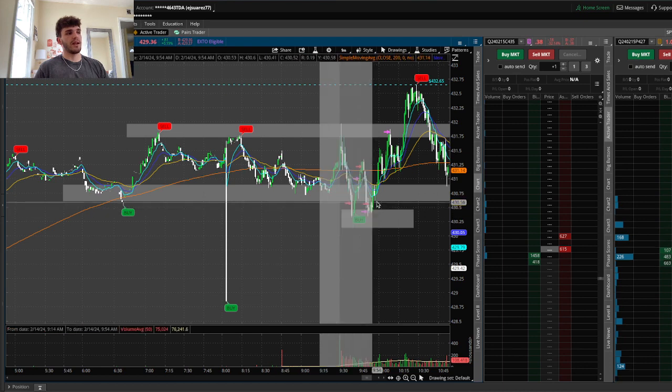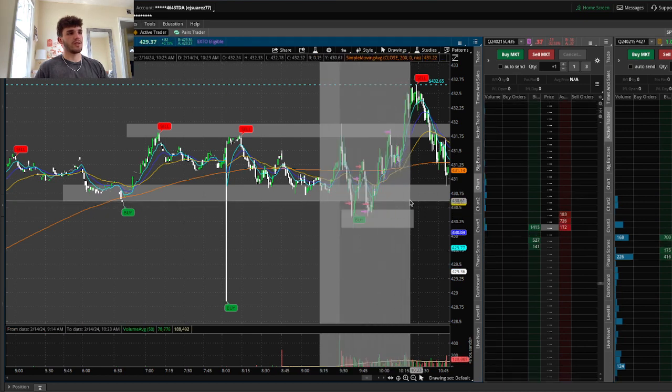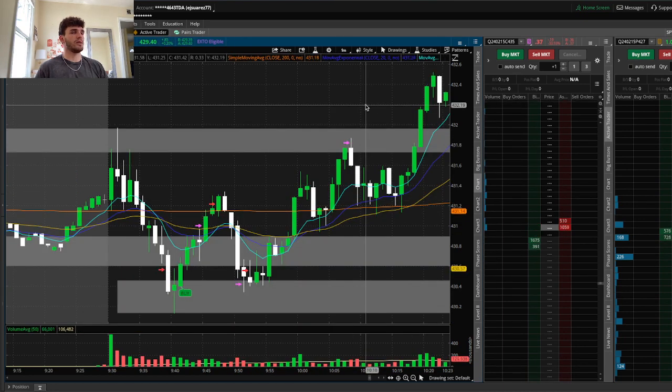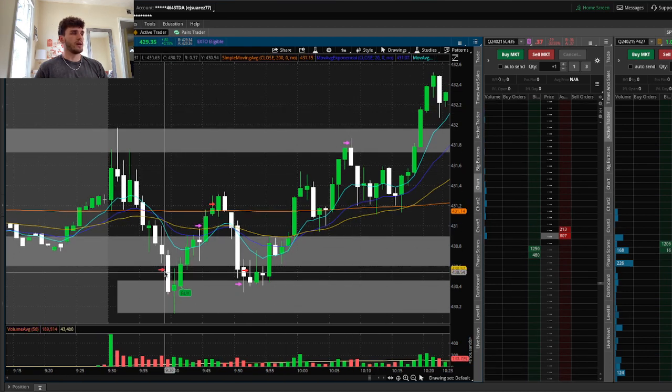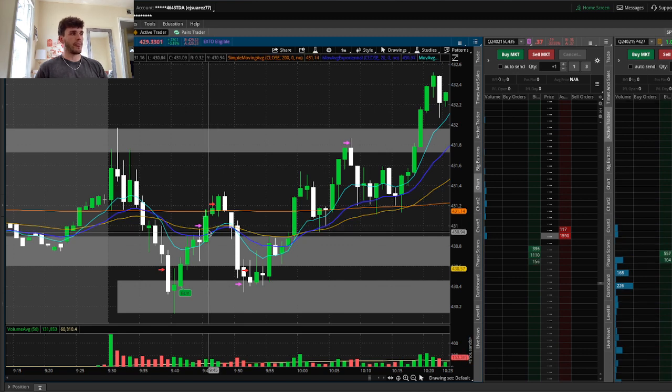So I ended up taking a 17% loss on this. The contract that I was in was a little bit smaller contract, so it wasn't a big loss. But we basically broke above this zone, and I stopped out right there.